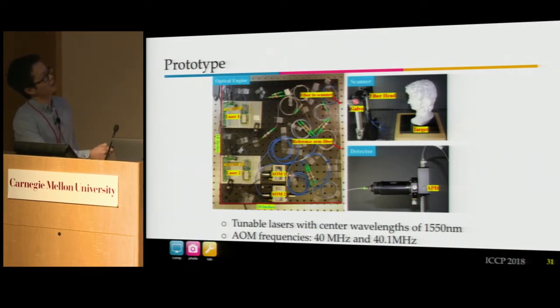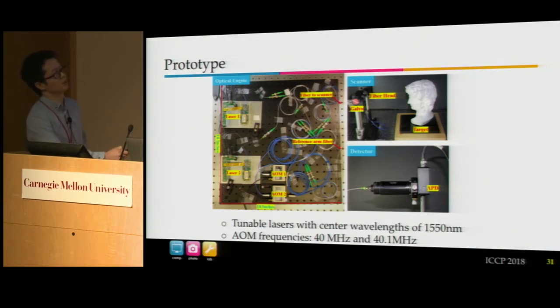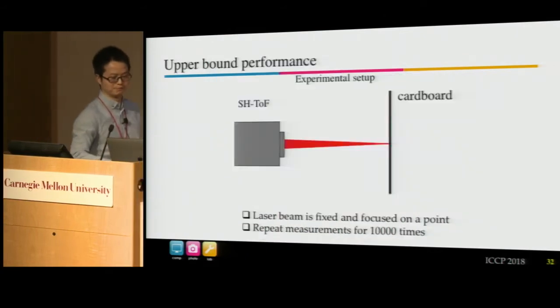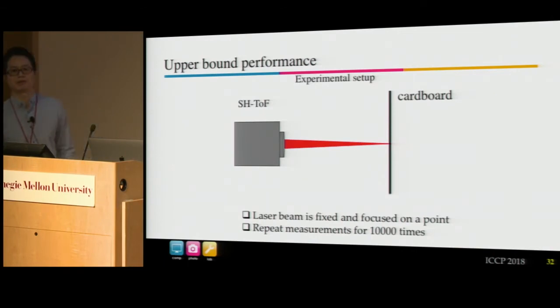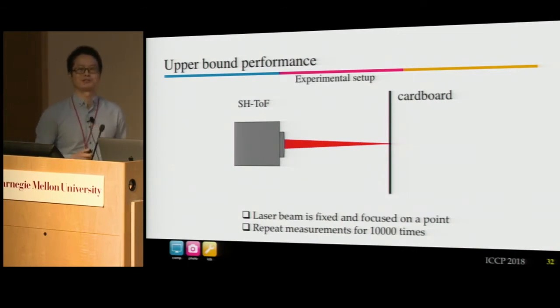And for the detection, since we're doing single pixel detection, we're using this galvo to scan the beam on the object, and that's how we get the 3D profile. And for the laser, the center wavelength is 1,550 nanometer, and the AOM modulation frequencies are 40 and 40.1 megahertz. And the laser we have is tunable, so that's why we got this tunable modulation frequency. So after we build the prototype, the first thing we want to do, of course, is verify our prototype. How good is our prototype?